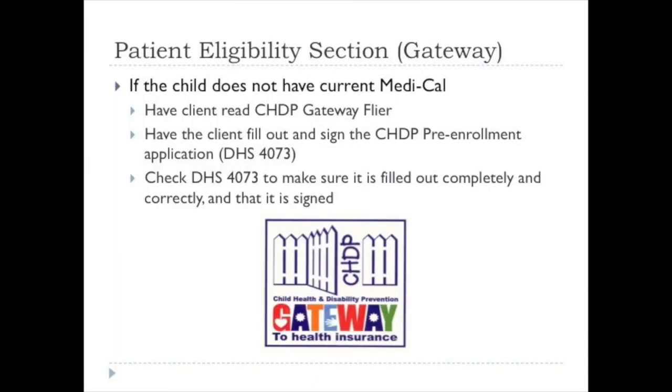If the patient does not have Medi-Cal, then you will enroll them through the CHDP gateway. You will have the client read the CHDP gateway informative flyer and then fill out and sign the CHDP pre-enrollment application, DHS 4073. Double check to make sure the application is filled out completely and correctly and that it is signed. Make sure that you do not provide the parent with the federal poverty guidelines, as this is considered self-declaration and can harm the integrity of the application.